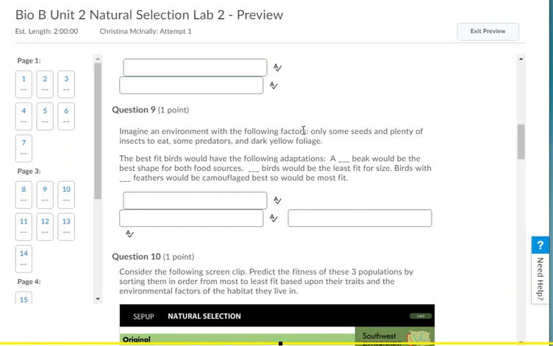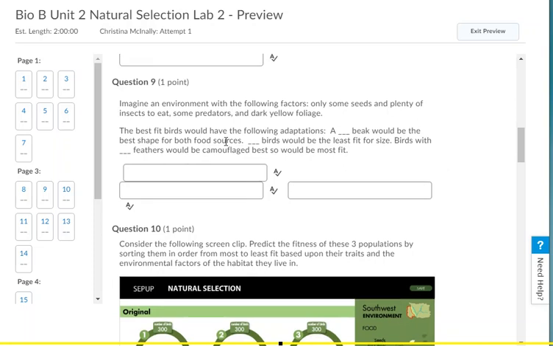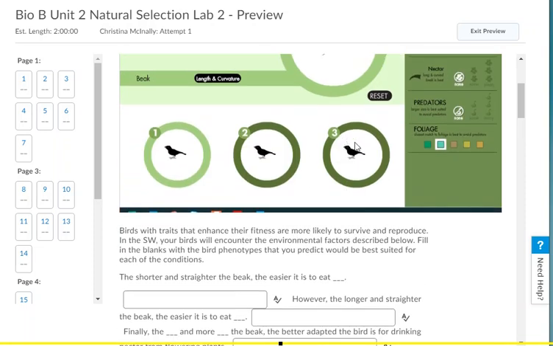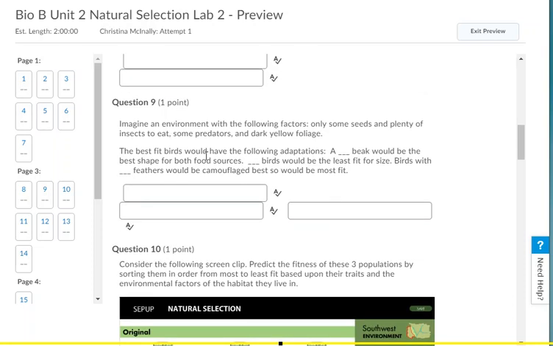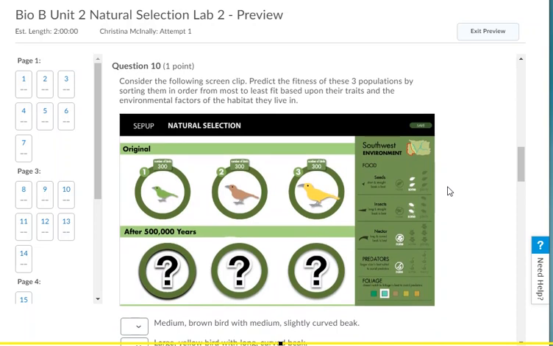All right, imagine an environment with the following factors. So you would have to predict the best features. The best fit birds would have a blank beak. This is the size, small or large, and then birds with a certain color of feathers would be the most fit. So you'd want to pick the ones that fit in with the environment that's described right here: insects, predators, and dark yellow foliage. I did it right. Yeah, foliage. Okay.